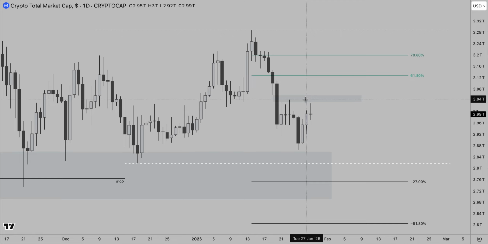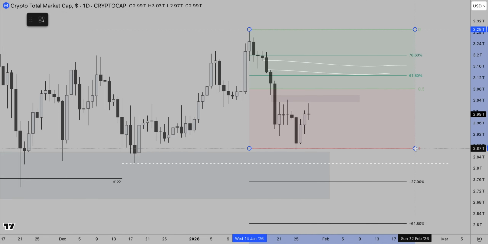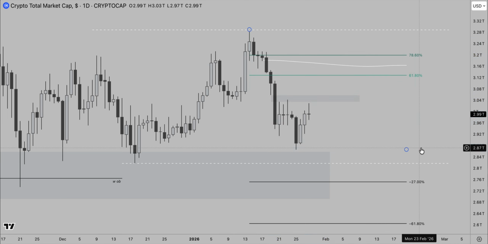If we continue to move up from there, I'm going to assess price coming into this new dealing range down here, A, B, premium side within the regions of 3.2 trillion to 3.13 trillion. Those are the figures that I'm looking at on the total market cap chart.